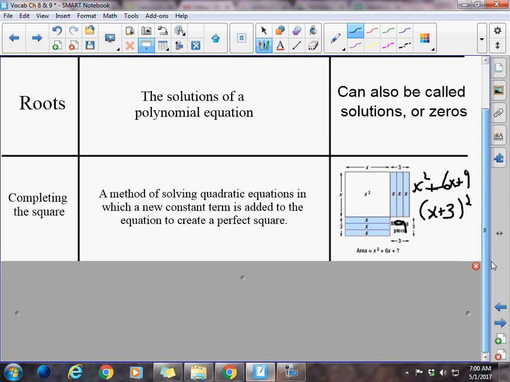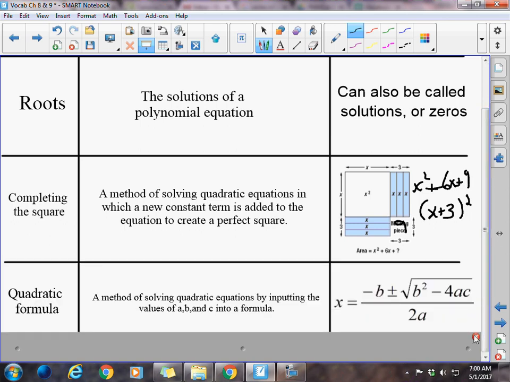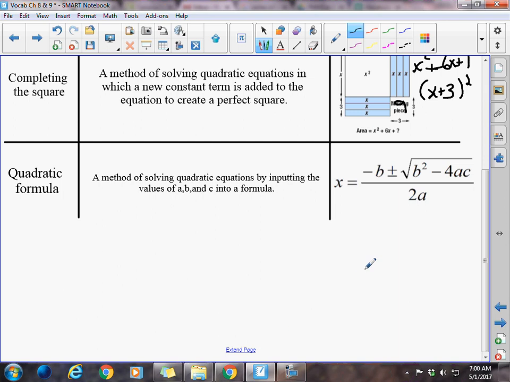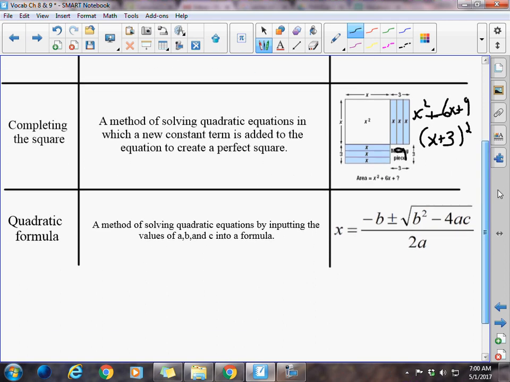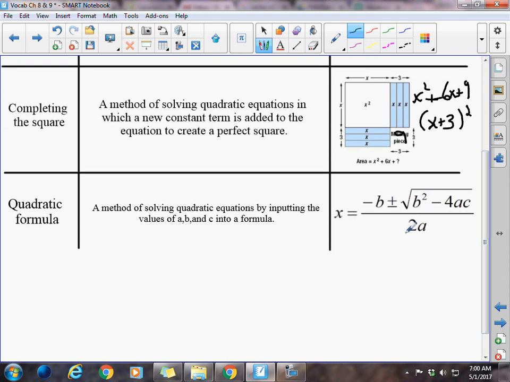Okay, and the last word, there's 10 words in this one, is quadratic formula. A quadratic formula is a different method of solving quadratic equations by inputting the values of a, b, and c into a formula. This is called the quadratic formula. We'll study it over the next couple of weeks. You'll learn it, but you'll never have to memorize it. I'll always give it to you if you want it. It was on the cheat sheet and stuff like that. But it's really helpful to know this is out there because it can bypass any of the other methods we've used to solve quadratics.